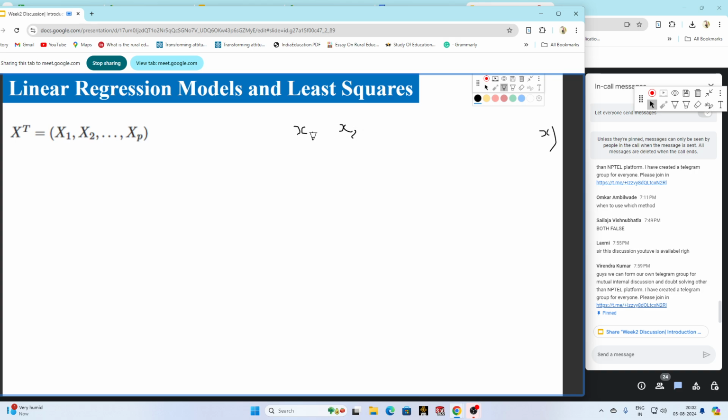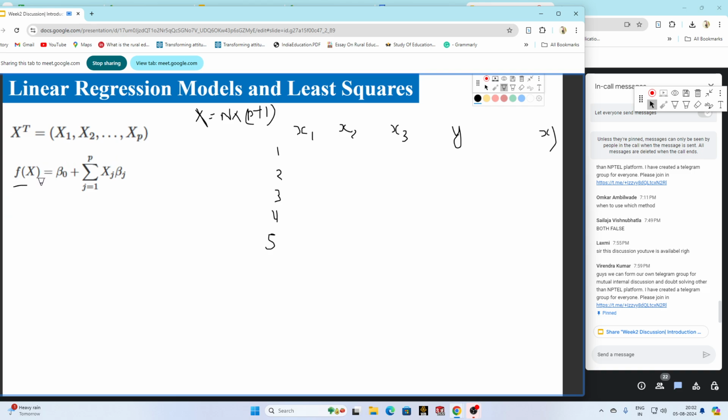So we have x1, x2, and let's say x3. We have three inputs and one output, that is y. We have n number of data points, 1 2 3 4 5. So our X matrix is n cross p plus 1. Now we are fitting a linear regression model.